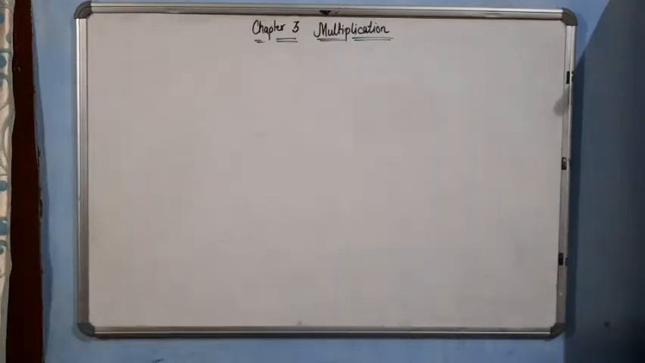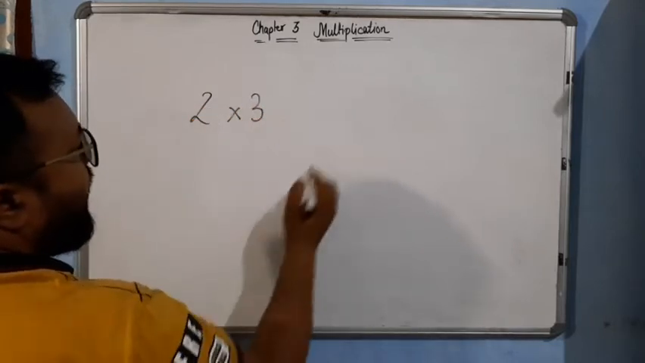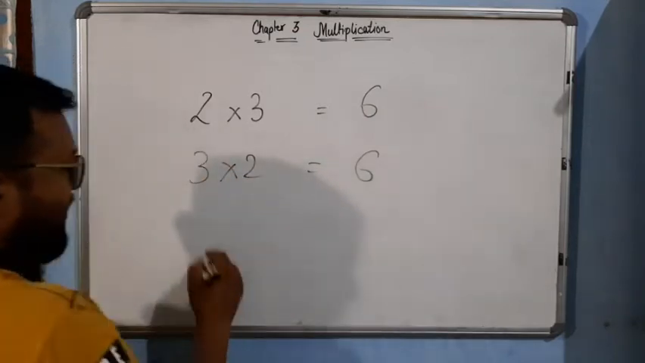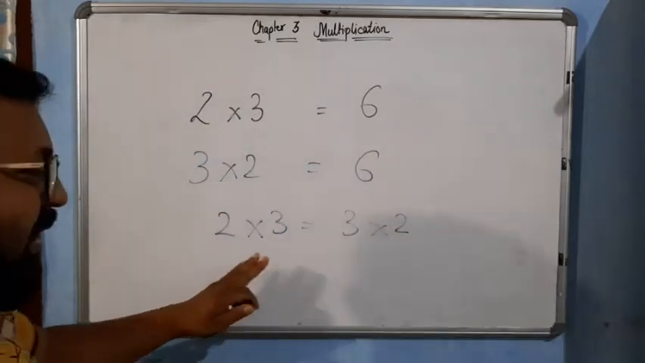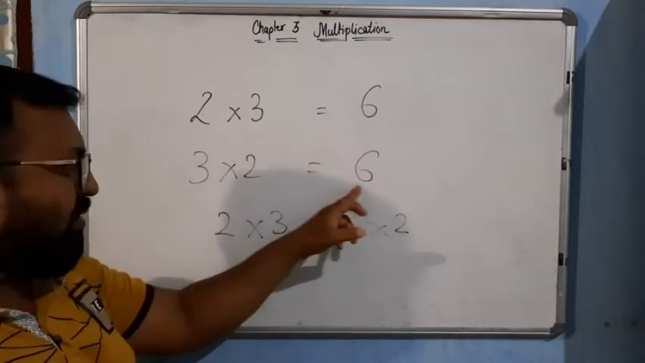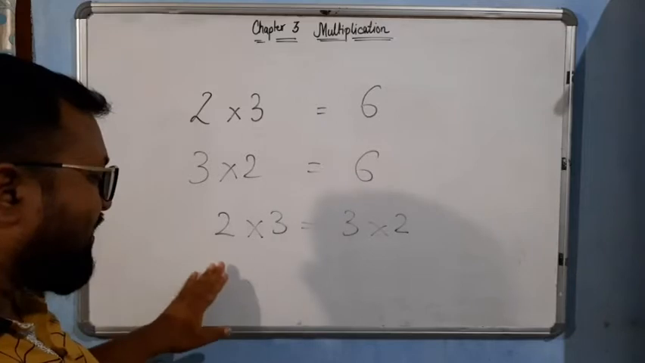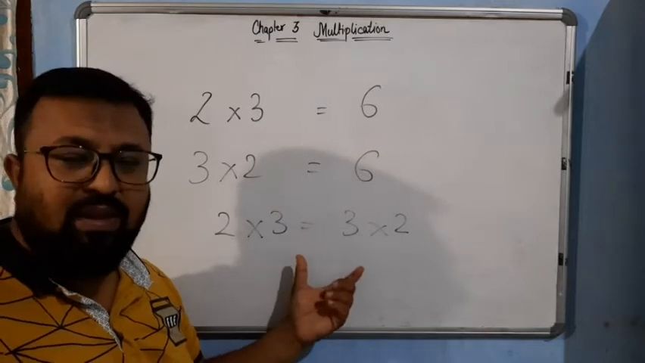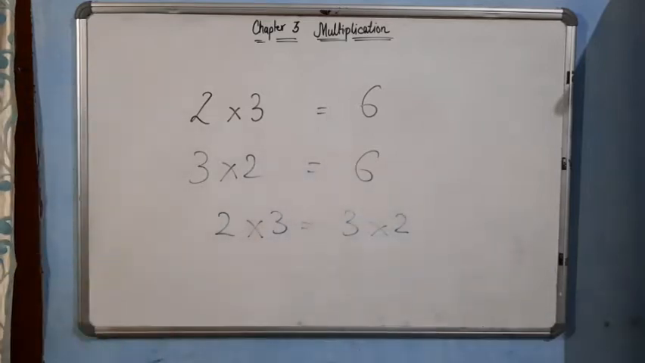First fact is that if you are multiplying, suppose 2 into 3 equal to how much? 6, or 3 into 2 equal to 6, means 2 into 3 equal to 3 into 2, means you can multiply a number in any order, the result will be the same. 2 into 3 equal to 6, or 3 into 2 equal to 6, in any order you multiply. So we can say that it is what? Commutative. In higher class you will get this word, the commutative property. This is the commutative property.